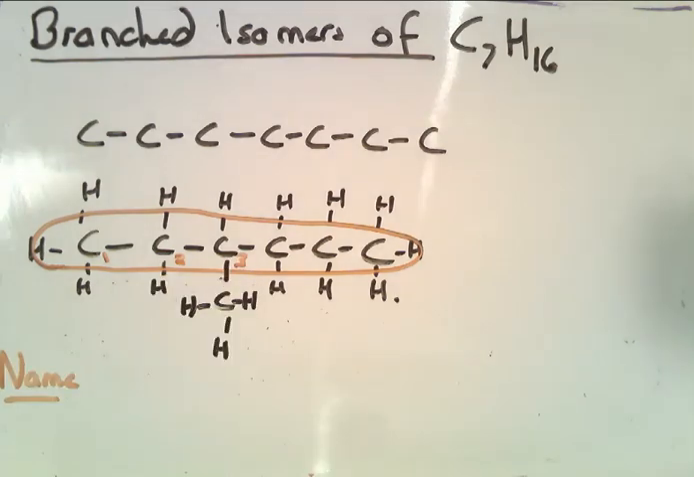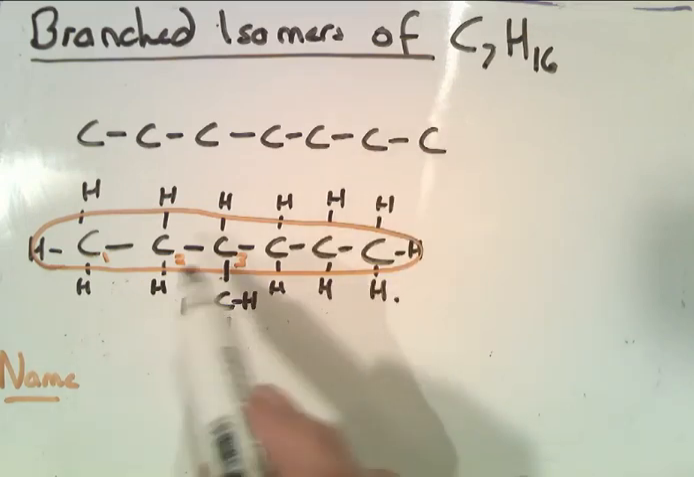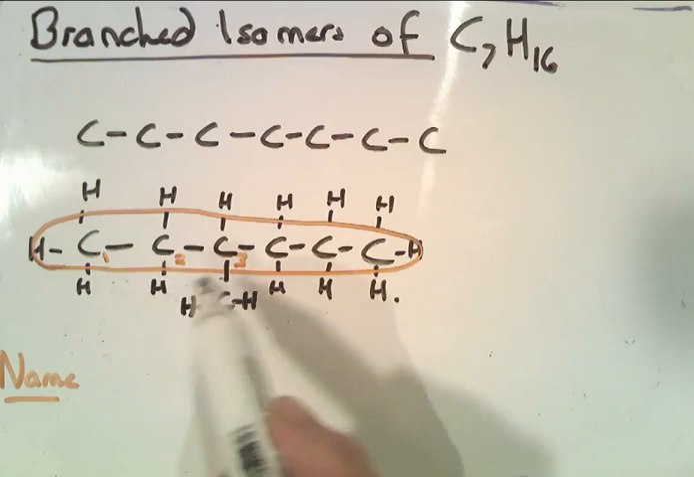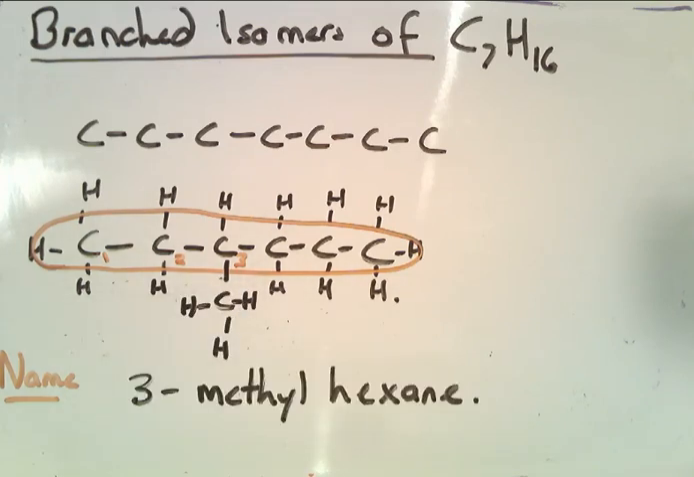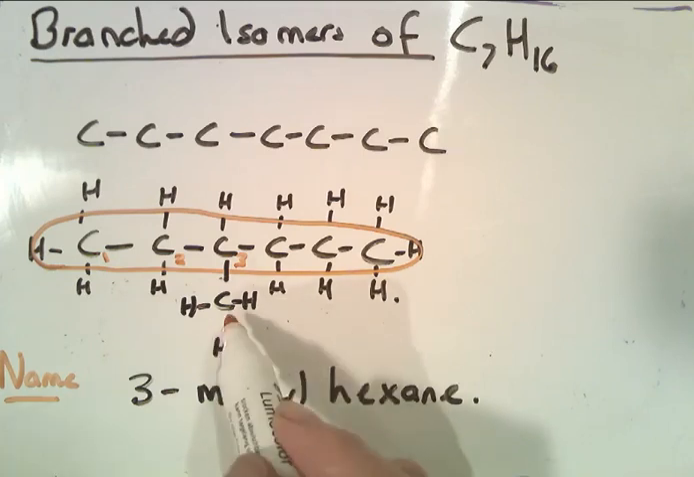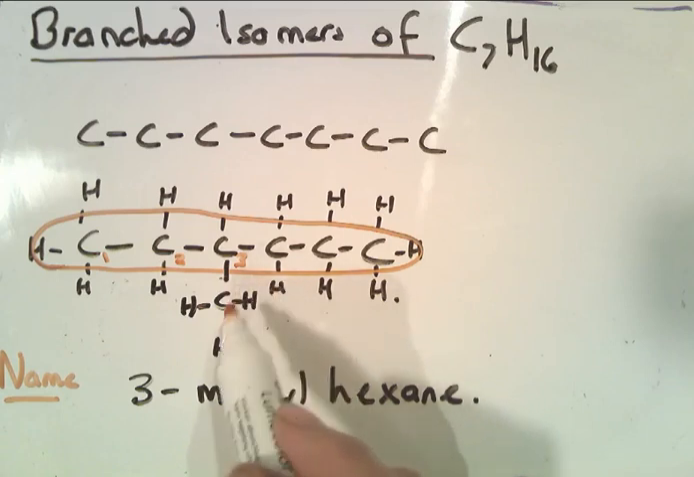What would be the name of this branched isomer of C7H16? I've moved the methyl group onto the next carbon. So it would be just 3-methylhexane. Can you move the methyl group onto this carbon? Would that make a different isomer?